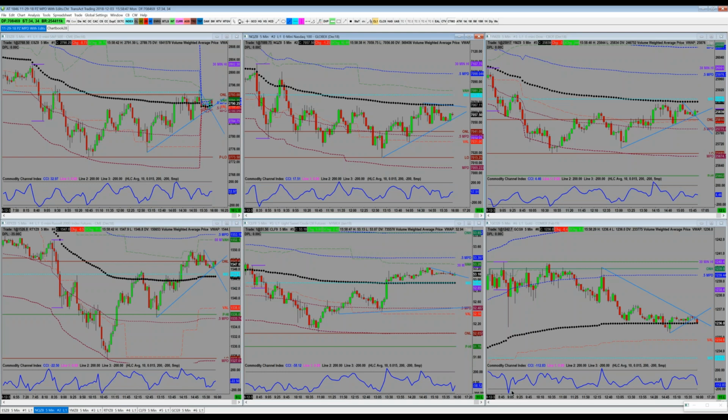Very few situations you're going to see the CCI hanging out above 200 or below negative 200. Okay, so the MPD line, I'm going to explain that in a second, Skip. That's a good question because it's not like a regular indicator.